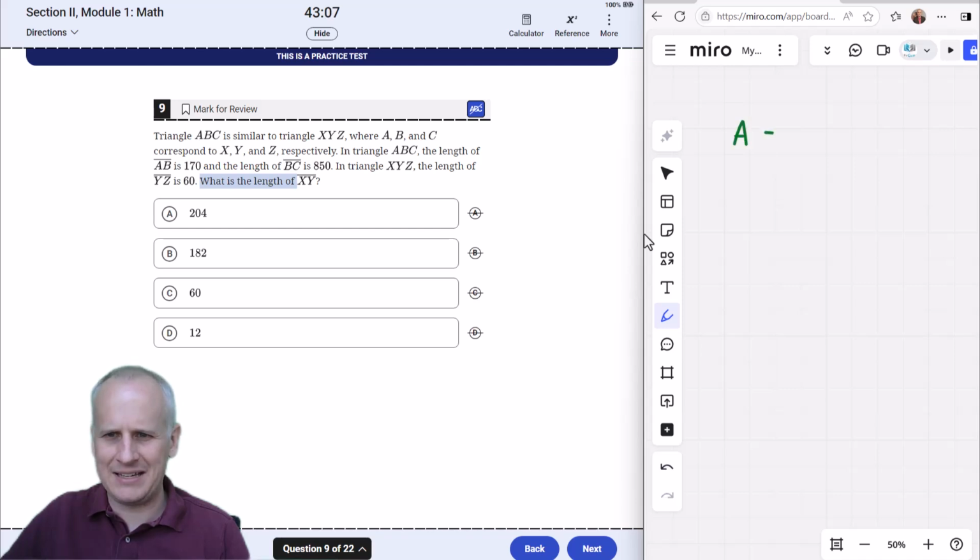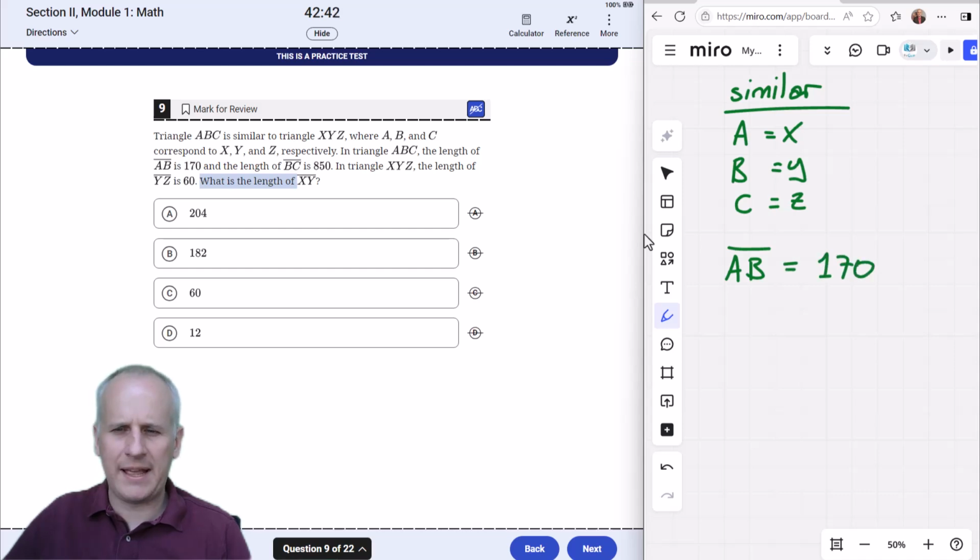So we know that A is equal to X. We know that B is equal to Y. And we know that this is all just similar, so there's going to be a constant proportion. And C is equal to Z. And we're told that the length of AB is going to be equal to 170. And we're told that BC's length is equal to 850. And then we know that we're given YZ.